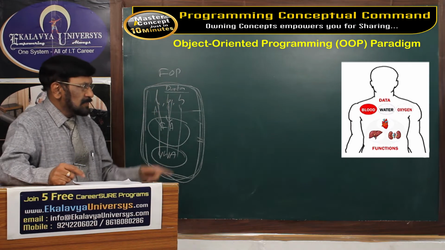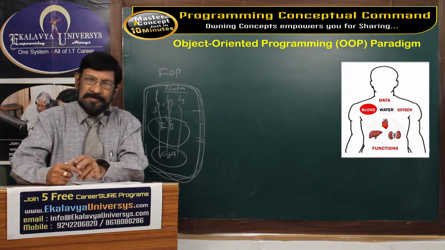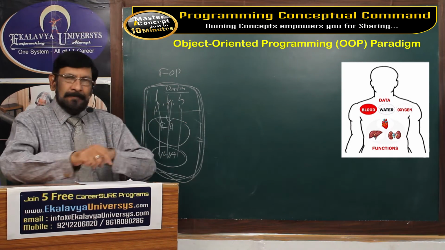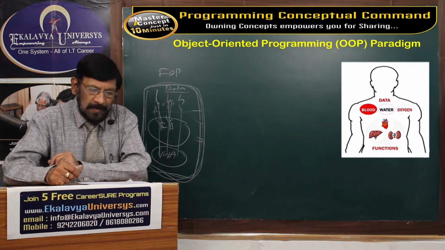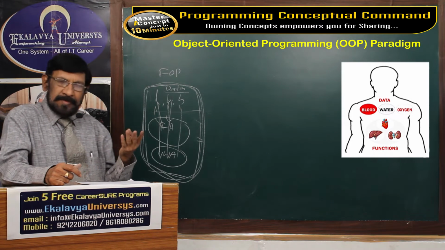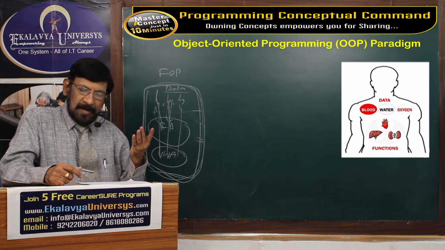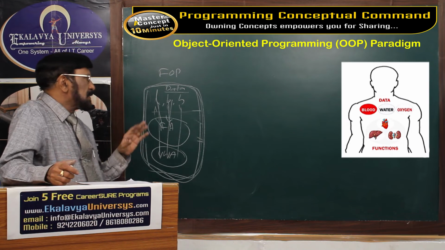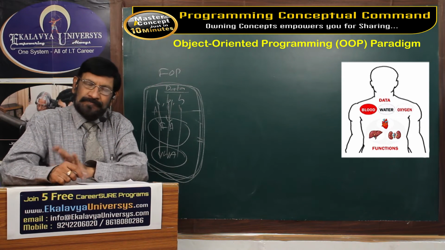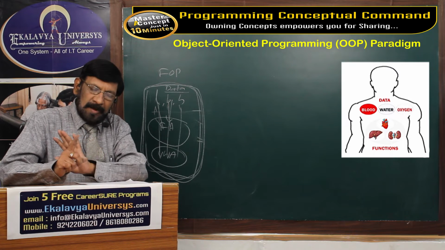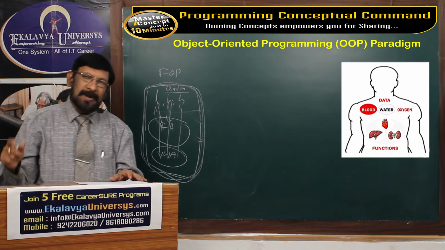See, I have given a person's figure. In that, you can find 3 plus 3 items. One is on the top, 3 items are there: water, oxygen and blood. Those are like data items. Here L, B, H are like data items, and in the human body: oxygen, water and blood.